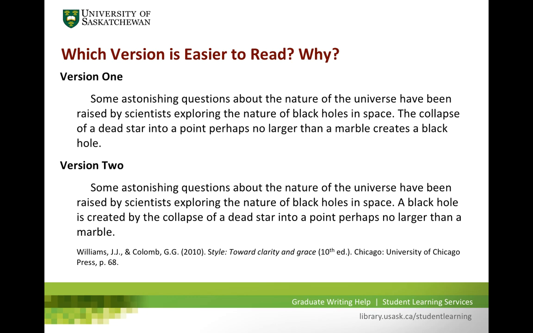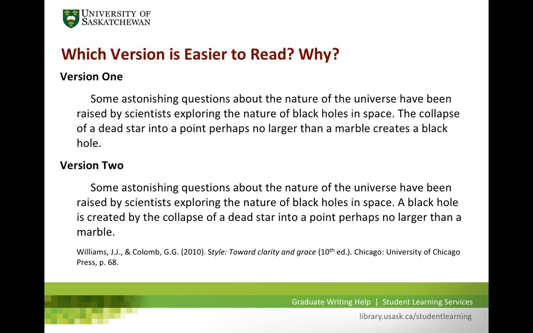Now I'm going to read two passages to you, and I'd like you to consider which is easier to read and why. There are actually two versions of the same passage, starting with version 1. Some astonishing questions about the nature of the universe have been raised by scientists exploring the nature of black holes in space. The collapse of a dead star into a point perhaps no larger than a marble creates a black hole. And version 2. Some astonishing questions about the nature of the universe have been raised by scientists exploring the nature of black holes in space. A black hole is created by the collapse of a dead star into a point perhaps no larger than a marble.